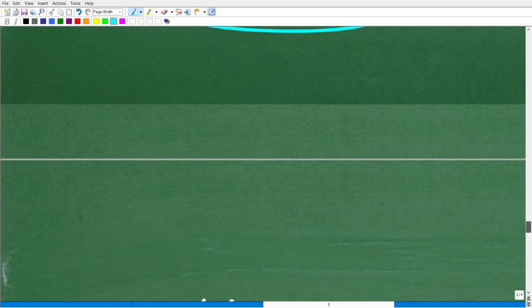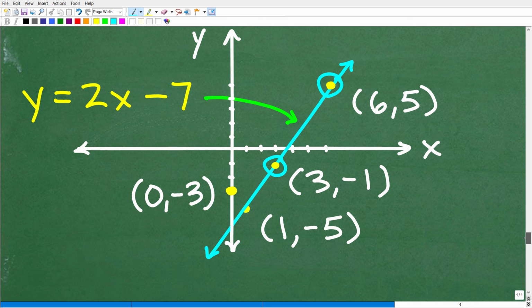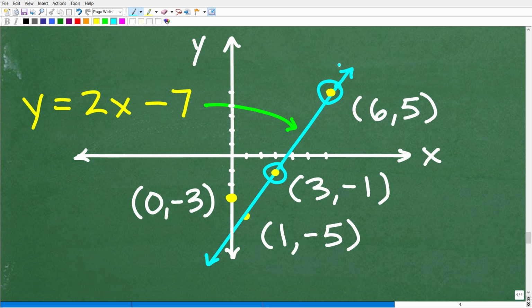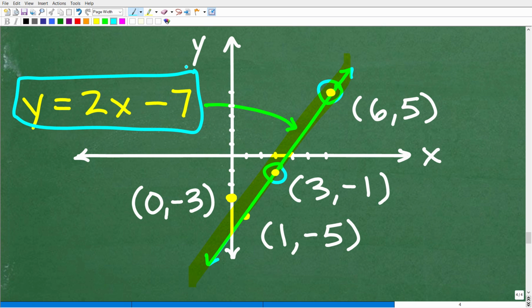Okay, so what does that mean? Well, let's circle back to our little graph right here. For this plot of all these scattered points, the best fitting line was this line right here. This was the positive correlation. Any of these points here would work, but the best fitting line is this line right here, y equals 2x minus 7. And again, this is related to problems that you would do in statistics called linear regression.